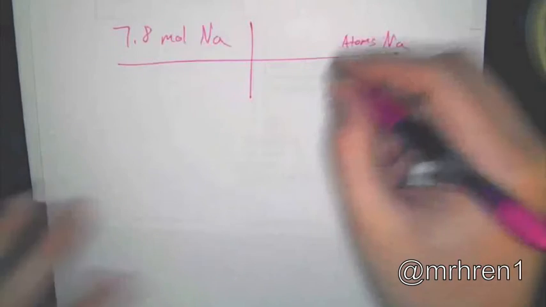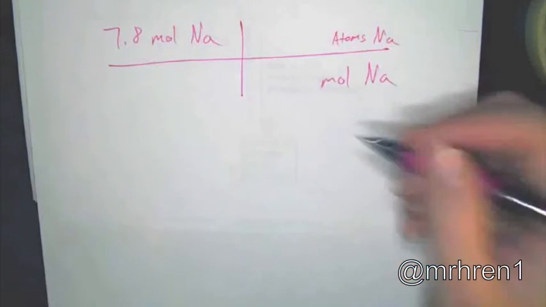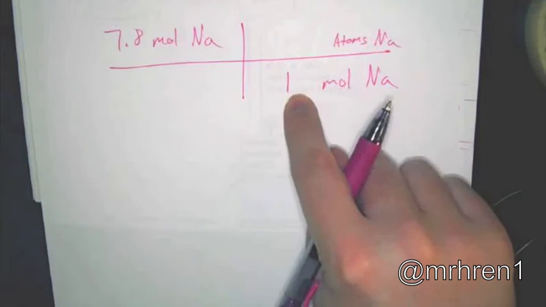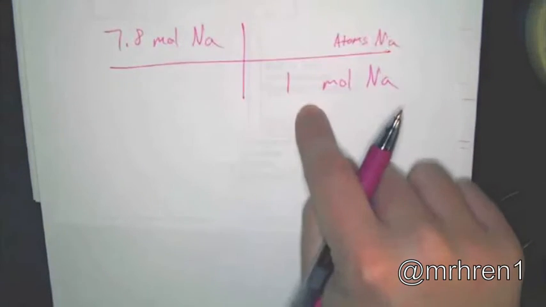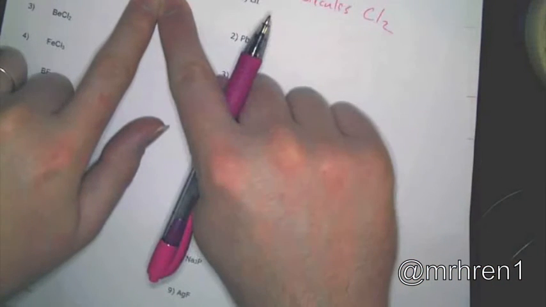Now, as I said, you are multiplying by Avogadro's number, and if you think about it, it also makes sense according to our units. As we said, 1 mole of anything, regardless of what it is.